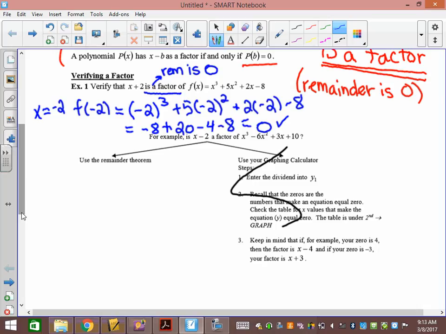So if it says "is a factor," you could basically cross that out and write remainder 0, because that is what they're telling you without saying remainder 0. Okay?